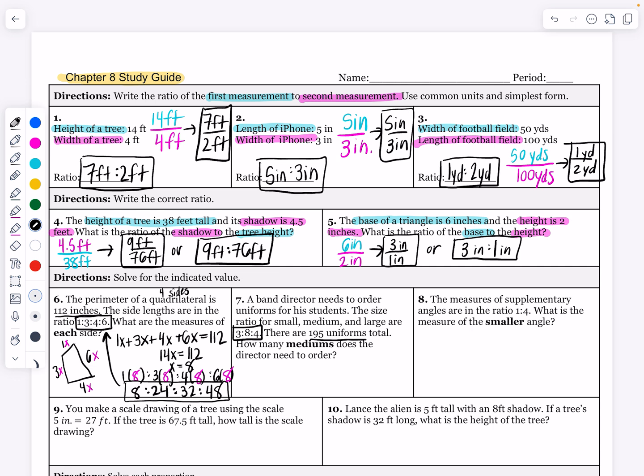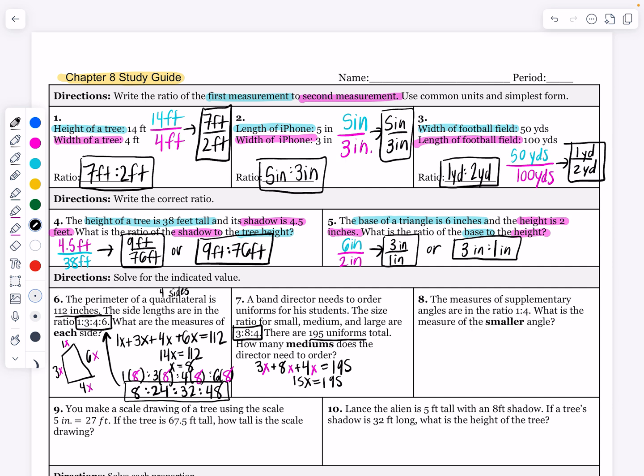So again, we know that I'm not only ordering 3 smalls, 8 mediums, and 4 larges. This has been reduced. So this was 3x, 8x, and 4x. That total, it says, should add up to 195. So when I add all the smalls, mediums, and larges together, that means that I should have a sum of 195. So 3x plus 8x plus 4x has a sum of 15x.